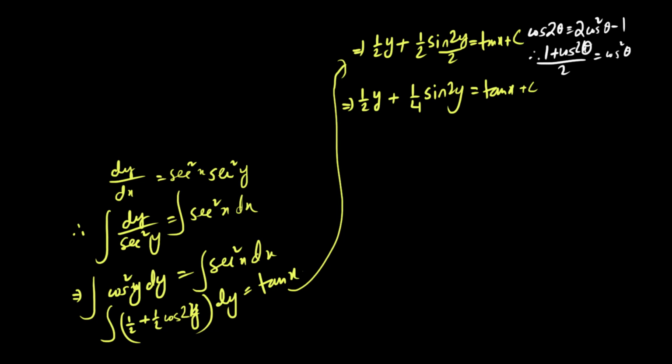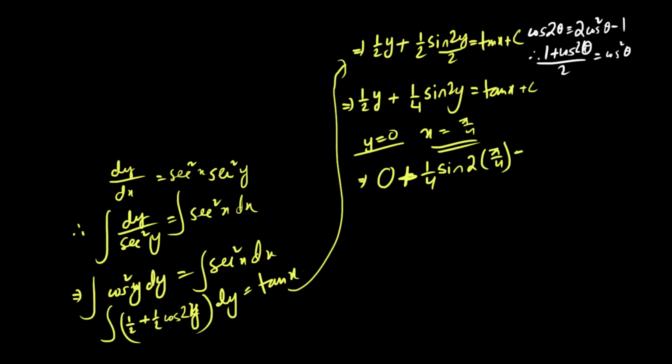Now they have given us two values, y equals 0 and x equals pi by 4, so that we can find the particular solution. So y equals 0 and x equals pi by 4. That means on this side half into 0 is 0. On this side 1 by 4 sin of 2 into pi by 4. Pi by 4 means 45 degrees, so 2 into pi by 4 is 90 degrees. So this equals tan pi by 4, meaning tan 45 degrees, plus c.